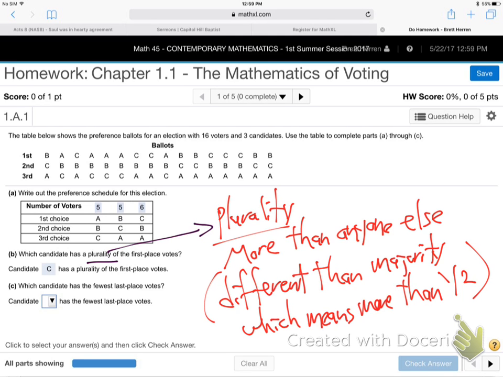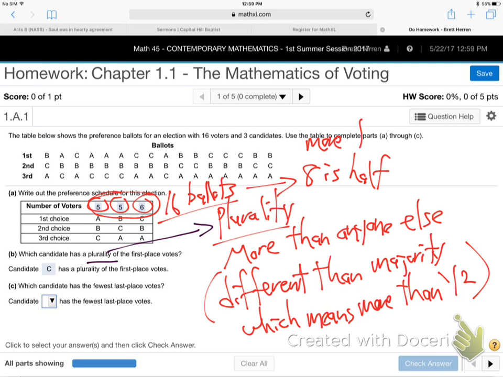So candidate C here got 6 first-place votes. That's more than anybody else got. But did candidate C get a majority? Did candidate C get more than half? How many people voted total? How many total ballots are there? You can just add up these numbers, right? Because 5 people voted this way, 5 people voted that way, 6 voted that way. How many total ballots? 16 ballots, huh? So what's half of 16? 8 is half. So if you have more than 8, or I'll just say 9 or more, 9 or more would be a majority.